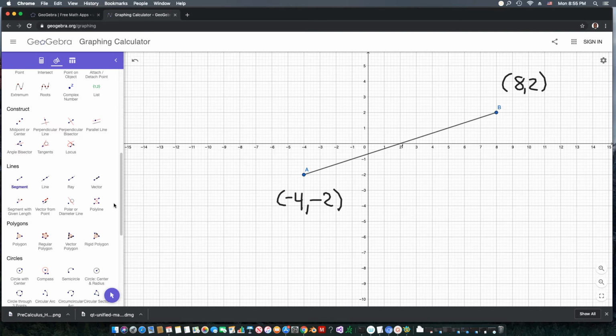Let's see if we can find the midpoint of that segment. So we'll click the midpoint or center tool here. Click A and click B. And what do you know? It does show that the midpoint between the points -4, -2 and 8, 2 is 2 and 0. And this is what we wanted to show.